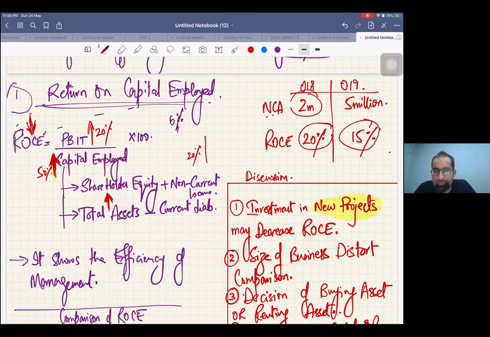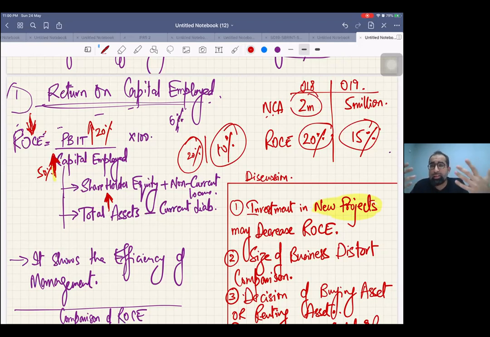Look at me very carefully. Now what I did to the other guy, I gave another guy $10 million. The next year that guy gave me $11 million in return. So $1 million extra. So $1 million divided by the $10 million which I gave him, times 100, the return is 10%. So the first guy gave me 20% return, and the second guy gave me 10% return.